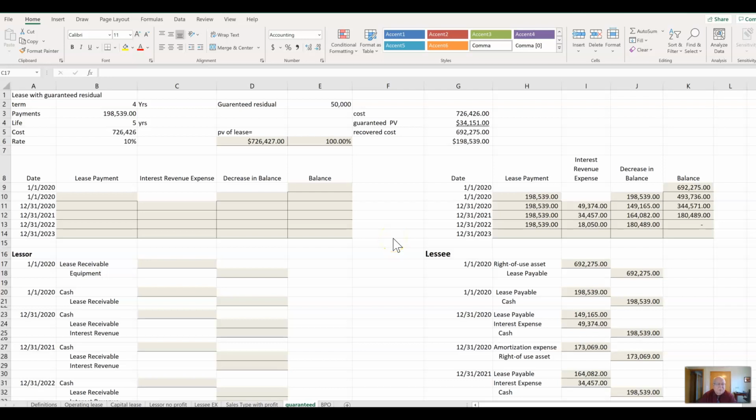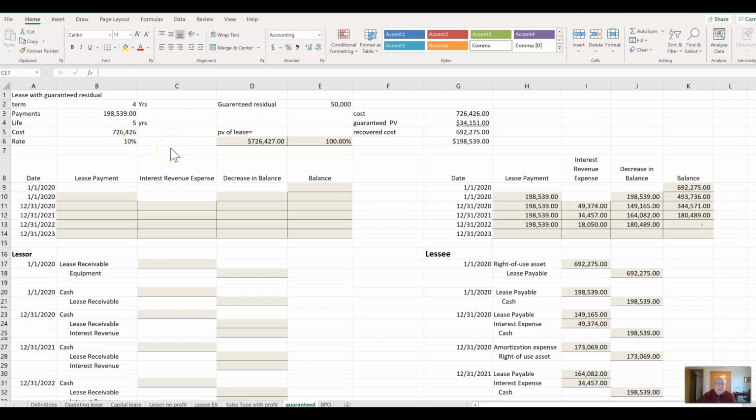Welcome to the videos for leases with guaranteed residual. And I said we're going to concentrate mainly on the lessor side. I did the lessee just to show you how it works. I just have the numbers already in there. But this is a guaranteed residual. It's a 4-year term, 5-year life of the asset. Payments are $198,539. The cost is $726,426 and it's a 10% return.